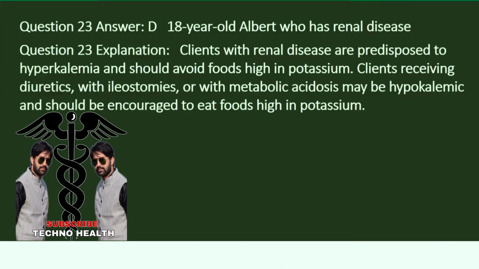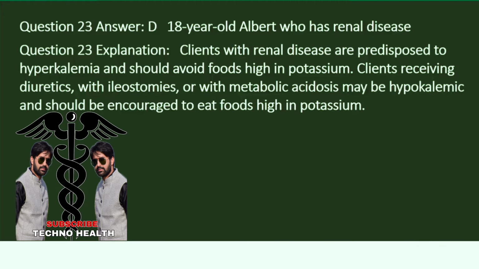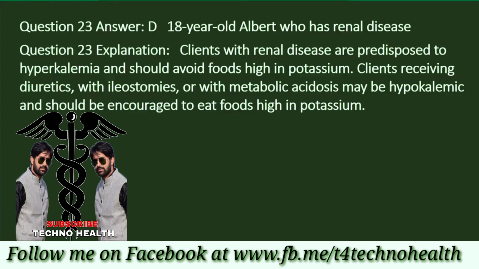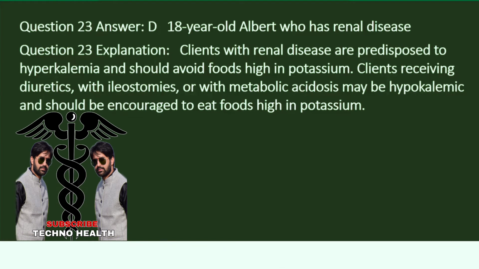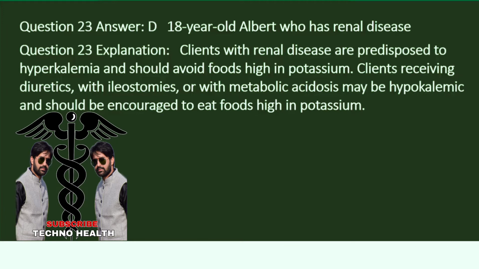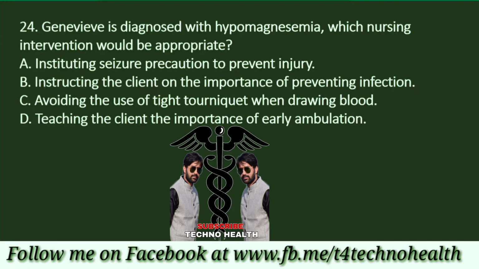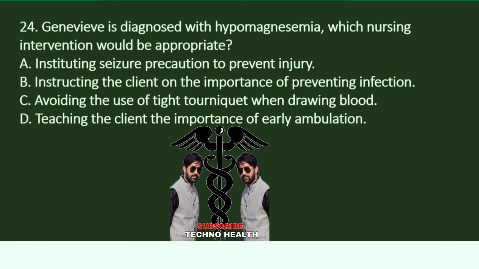Question 23. Answer: D. 18-year-old Albert who has renal disease. Question 23. Explanation: clients with renal disease are predisposed to hyperkalemia and should avoid foods high in potassium. Clients receiving diuretics, with ileostomies, or with metabolic acidosis may be hypokalemic and should be encouraged to eat foods high in potassium.